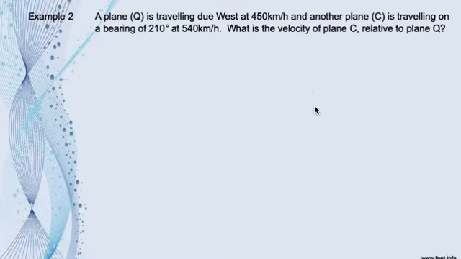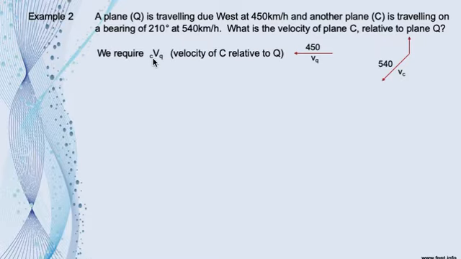So let's start off with what these velocity directions look like. So we've got velocity of Q is going due west at 450 kilometers per hour, and plane C is on a bearing of 210 degrees at 540. And so we're trying to find the velocity of plane C relative to plane Q. Okay, so plane C relative to plane Q, and we use V because we're looking at velocity rather than position. And we know now from our previous questions that if we're doing velocity of C relative to Q, it's going to be positive C, negative Q.